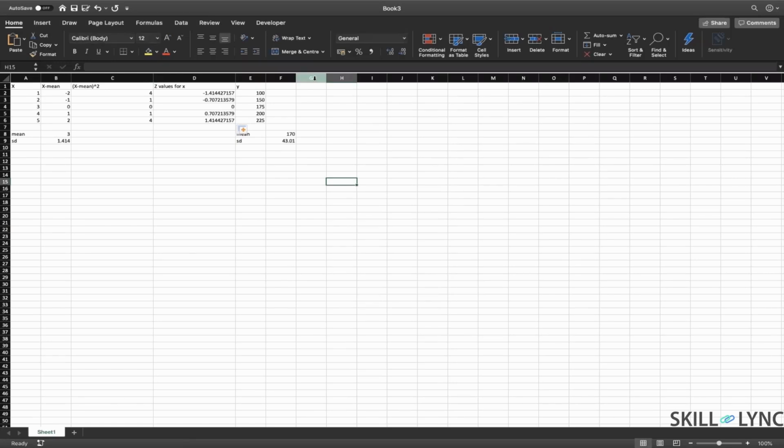Is everyone able to understand this? Z values for x: x minus mu by sigma, right? Similarly, let's do it for y. Z values for y. Can you guys please do it for y also, everyone, on your laptops?